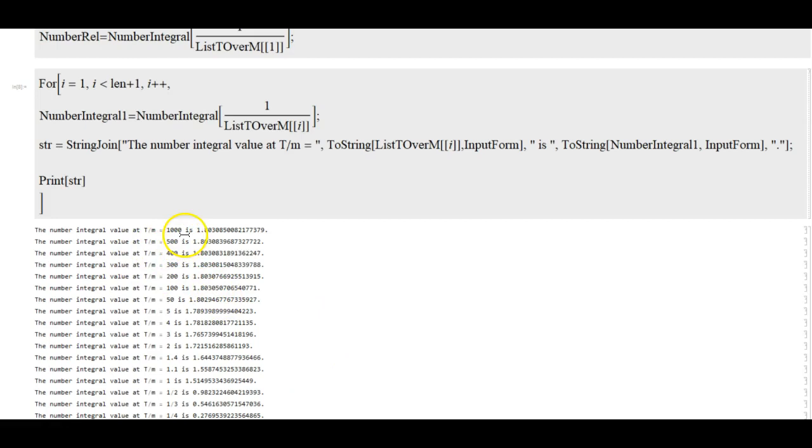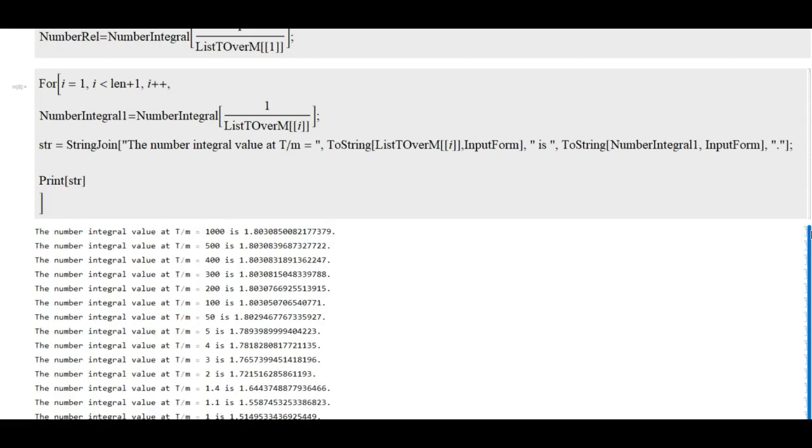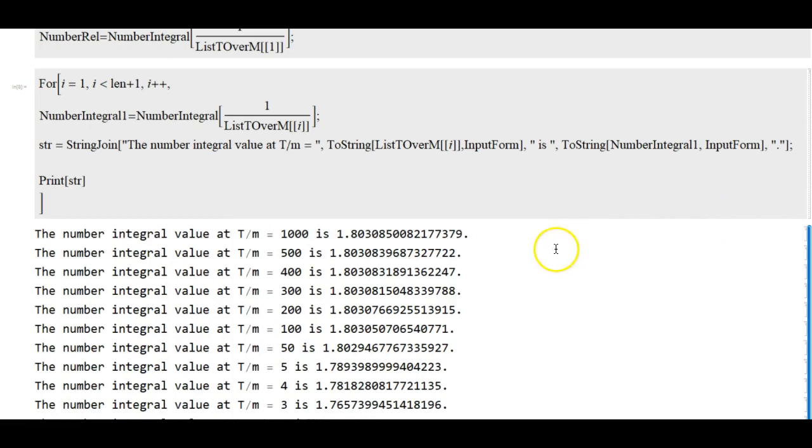There you go. So you see that this font size is very small. So what you do is you select this output block and press Alt plus plus plus plus until you get the desired font size. Now here you see when I start with 1000, I get 1.8, the value for that integral. And number density is proportional to this value. Number of particles is proportional to this.